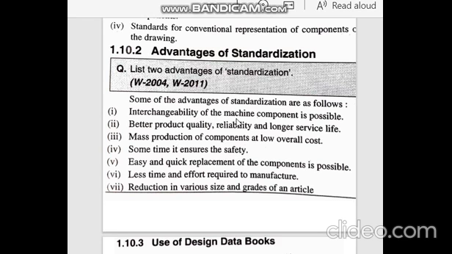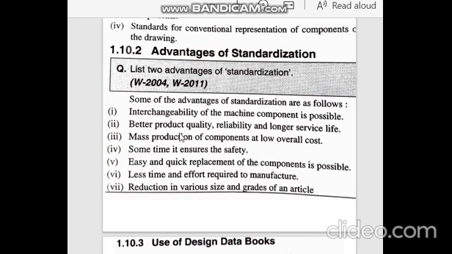If standardization is not there, how will you attend to interchangeability? You should be able to use things like that. A 10 number nut, anywhere you put it, whether on a cycle or motorcycle or in the house for the door, if 10 number is 10 number, you can use it anywhere. This is interchangeability. Whether you use it here or somewhere else, it is the same. Then better quality: product quality will improve, reliability will improve, and you will get a longer service life.